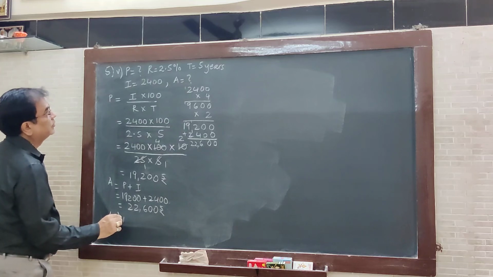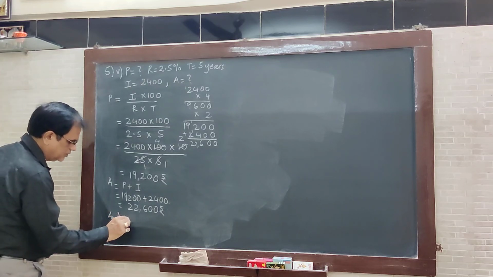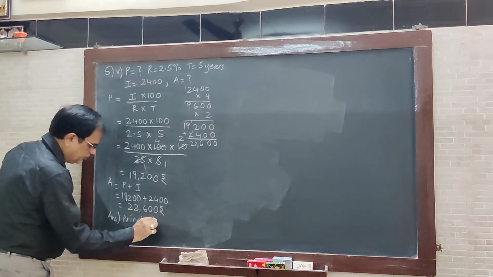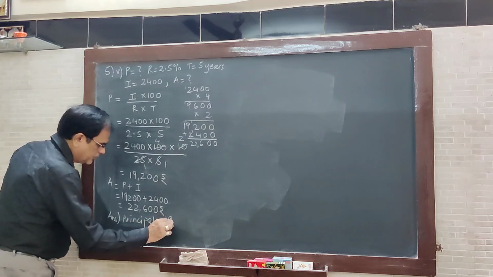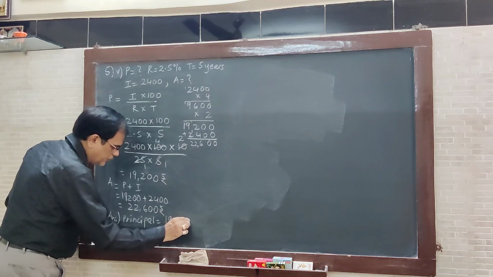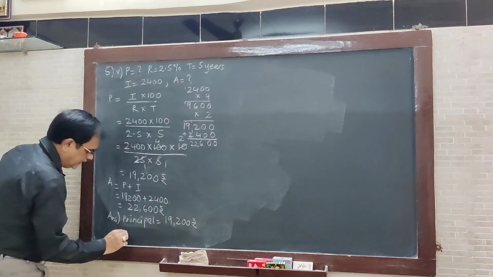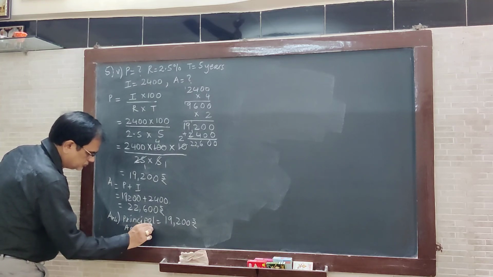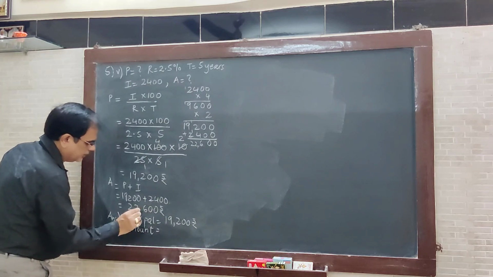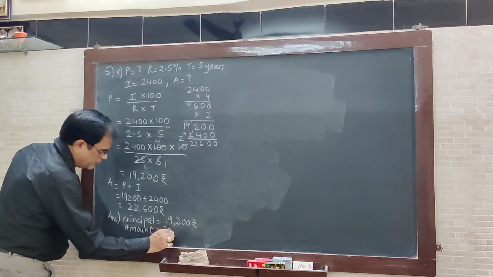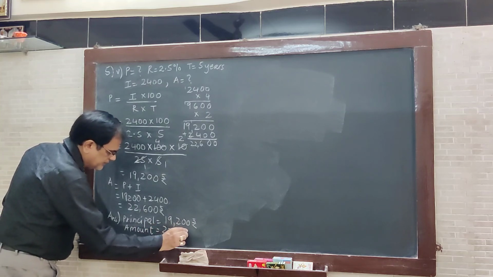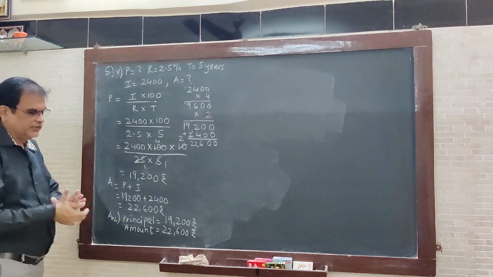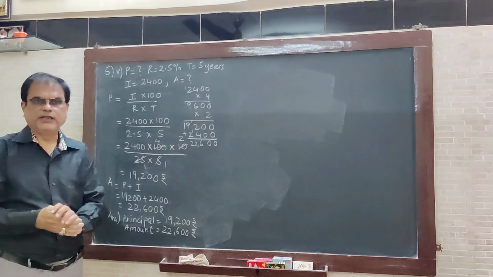So answer, what we found out, principal is equal to 19,200 rupees, and amount is equal to 22,600 rupees. Okay, so with this we finish off with the chapter banks and simple interest.